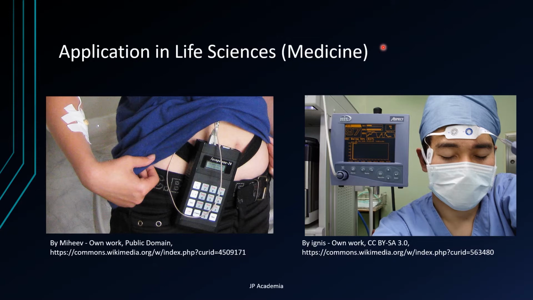Next, the picture on the right is a bispectral index or BIS and is one of the several technologies used to monitor the depth of the anesthesia. This is an electroencephalogram derived multivariate method, and we can correlate this signal to both loss of consciousness and awakening from anesthesia. Other applications include hearing aids and cochlear implant.